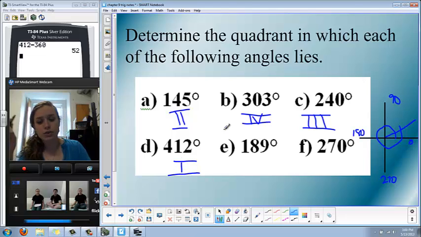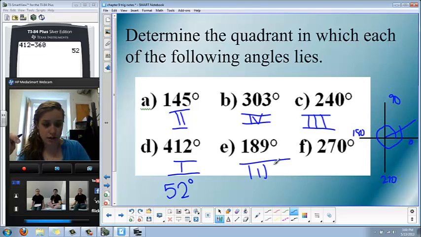Okay? That's also what I mean by coterminal. You could name this as 412 degrees, or you could call it 52 degrees. It's the exact same thing, just using two different names. 189, that's past 180, so we're in the third quadrant.